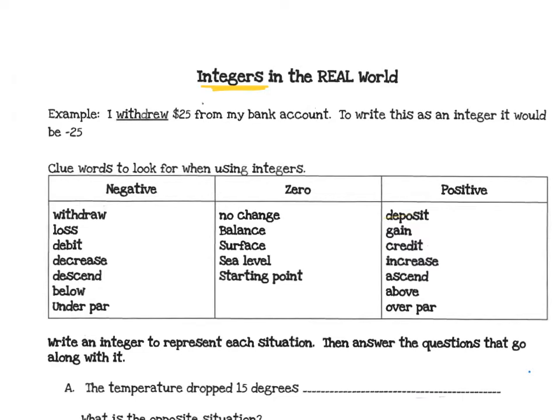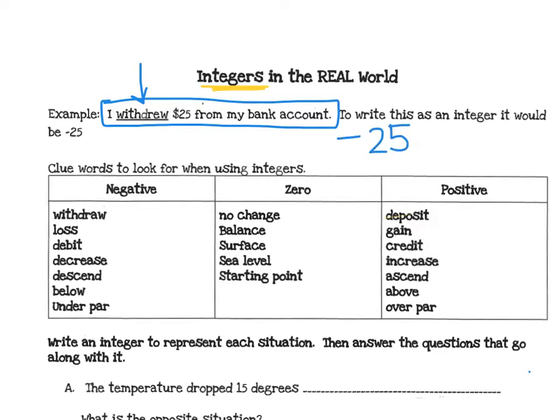Integers, as you remember, are any positive or negative whole numbers. Oftentimes we will use integers to represent a situation in the real world. For example, we have one right here. If I said I withdrew $25 from my bank account, to withdraw means that I'm taking money out of the account. So we would say that was negative $25. As opposed to if I would deposit $25 in my bank account, then I'm putting that money in. So then it would be a positive 25.